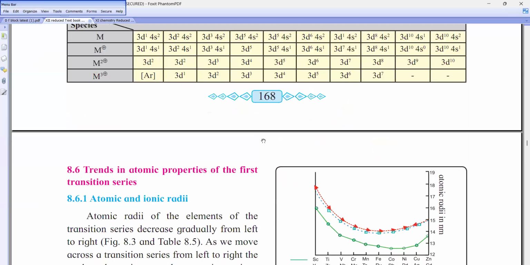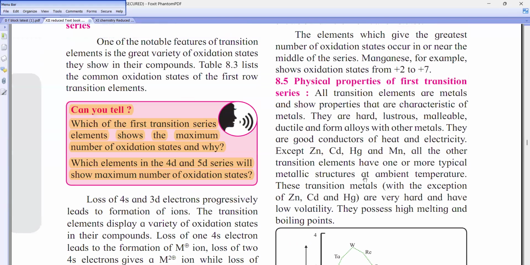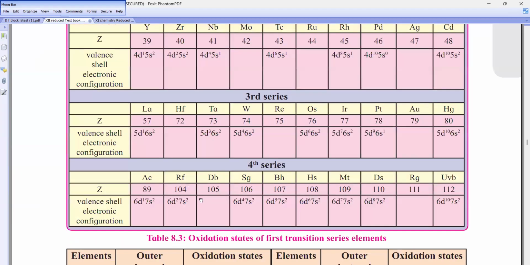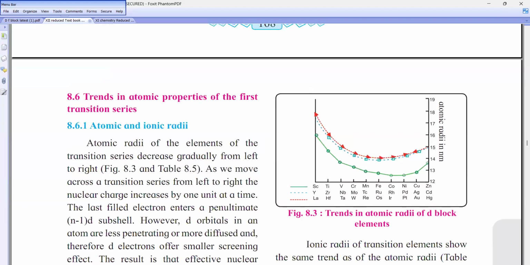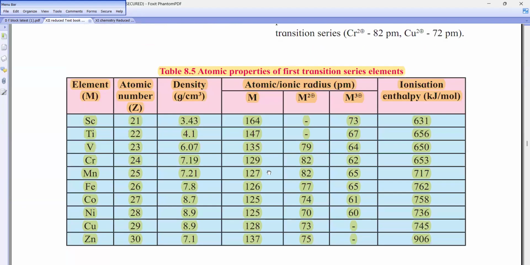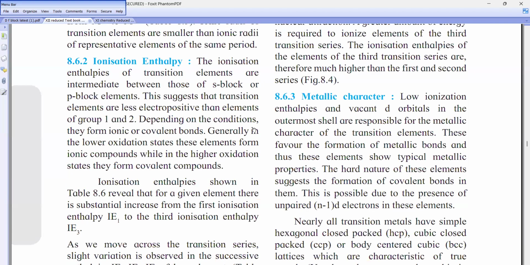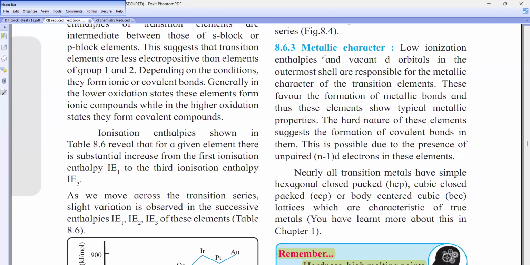So this is all about your this thing. Which property we did beta? Melting point and boiling point and metallic character. Clear? Okay, so look, metallic character is also written here. Can you see?